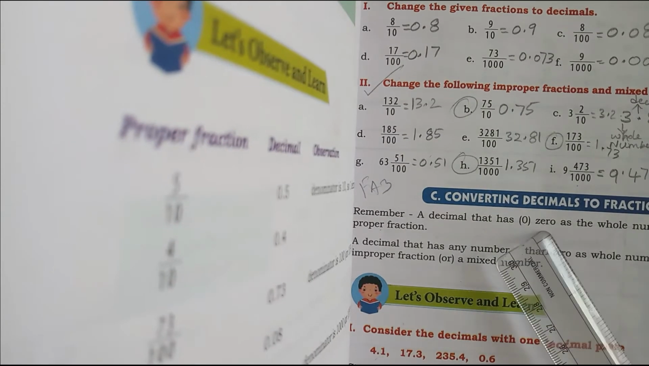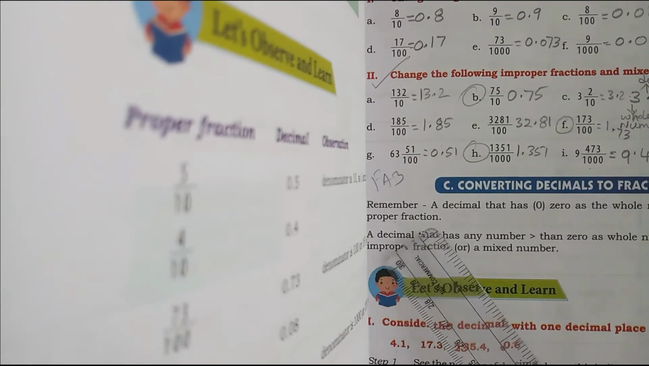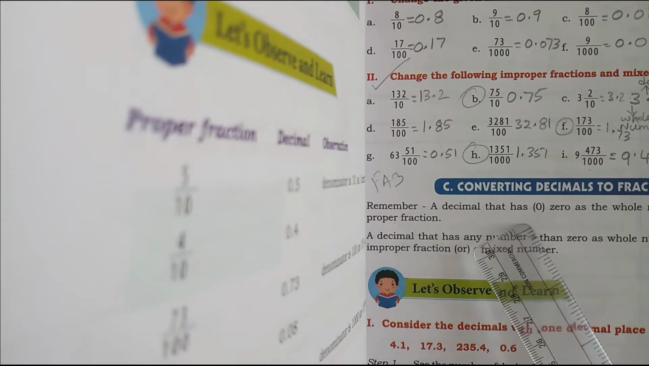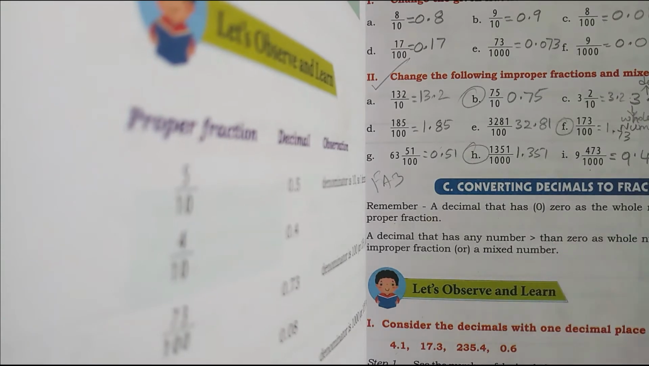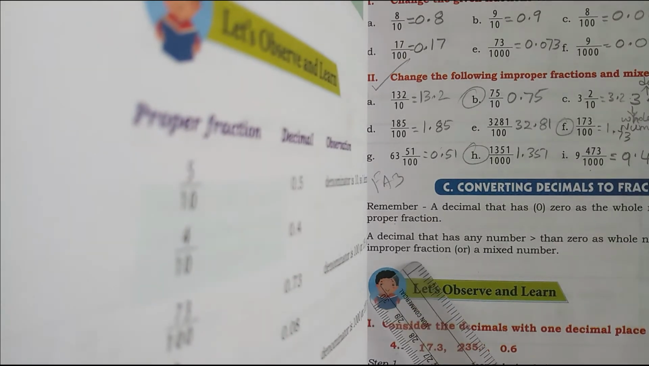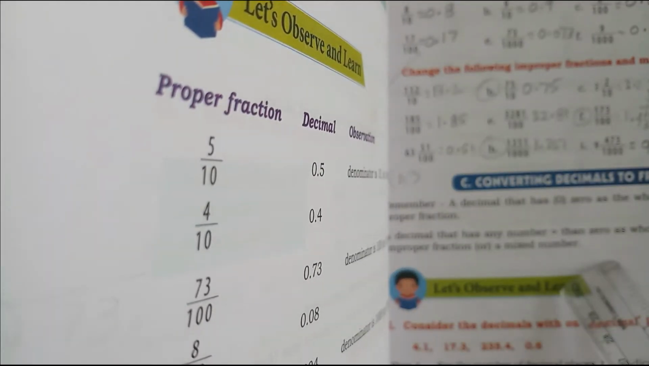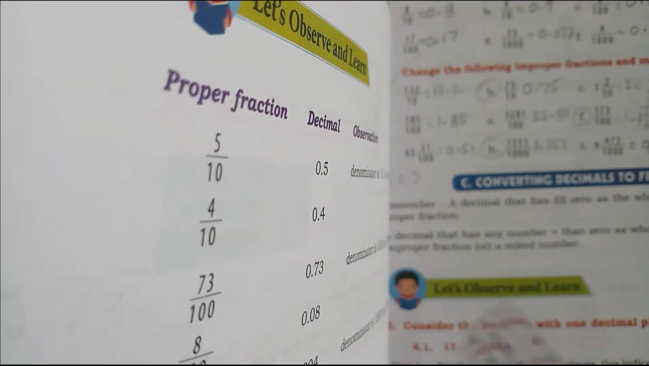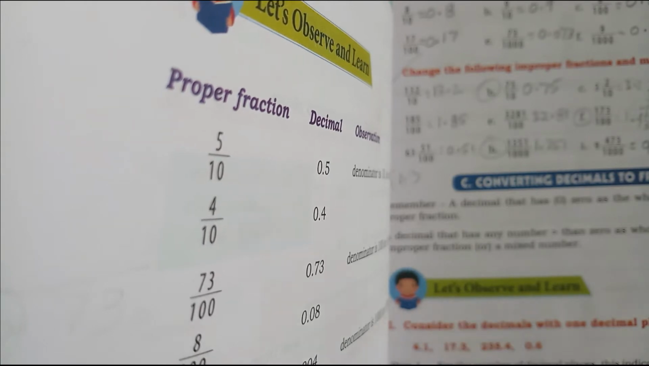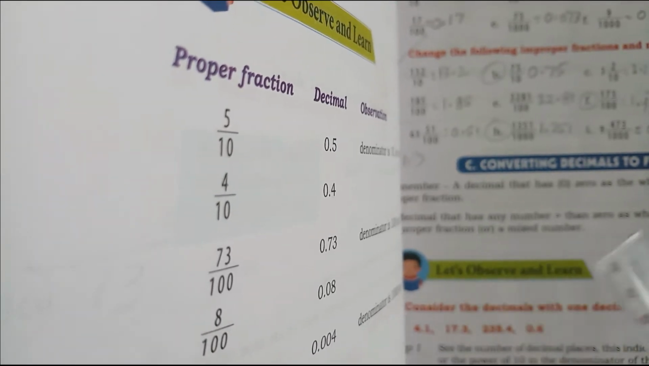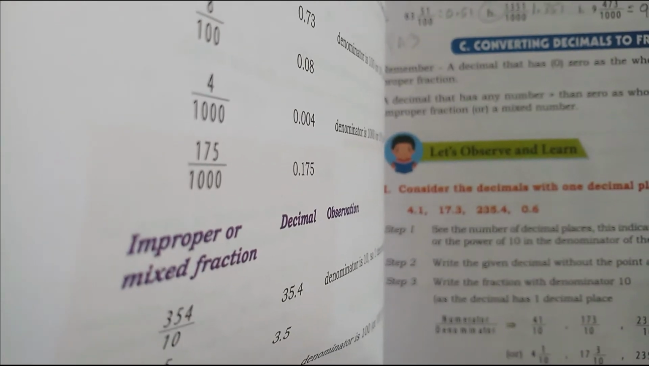Now converting decimals to fractions. Remember, a decimal that has 0 as the whole number will become a proper fraction. A decimal that has any number greater than 0 as the whole number will become an improper fraction or a mixed fraction, we call it. Now let us observe and learn here.